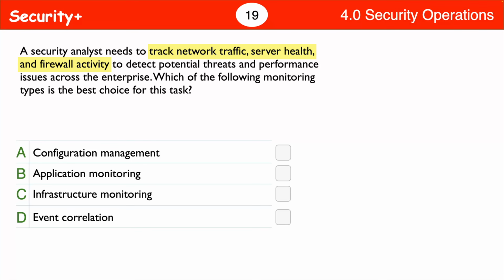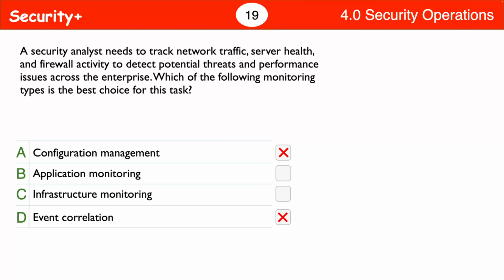Okay, so let's go ahead and do the process of elimination. And we can start by eliminating A, configuration management. And this is going to focus on tracking and enforcing system settings, ensuring compliance, but does not actively monitor network traffic or system health. Next, we can eliminate D, event correlation. And event correlation helps identify patterns in security logs, but does not monitor system health or traffic.